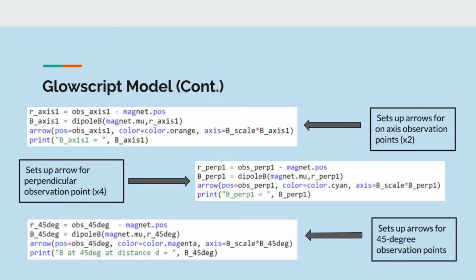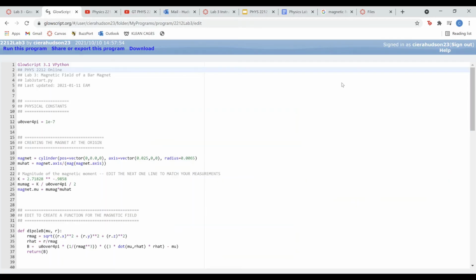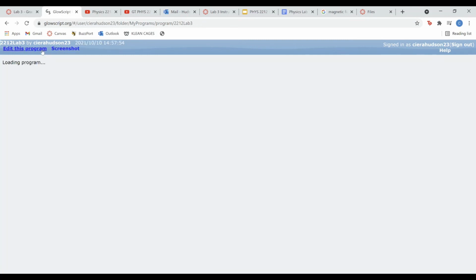I set up the code to run the Biot-Savart equation for each arrow. This occurred for 2 on-axis locations, 4 perpendicular locations, and 1 45-degree location. Here, you can see the model as it runs. The arrows are placed around the model to show the magnetic field at various locations.